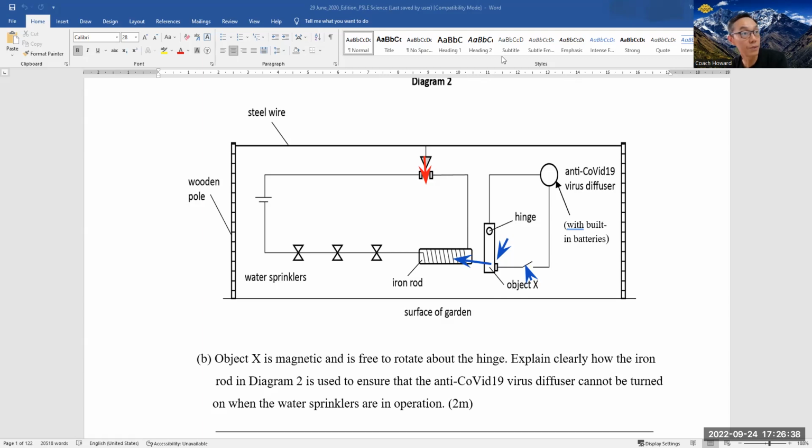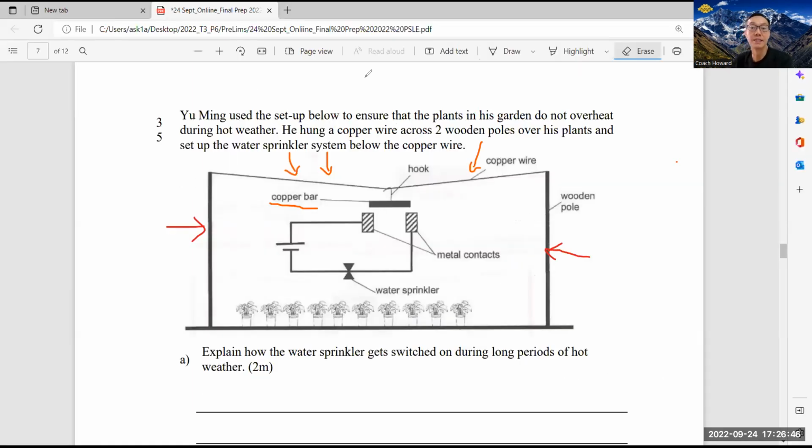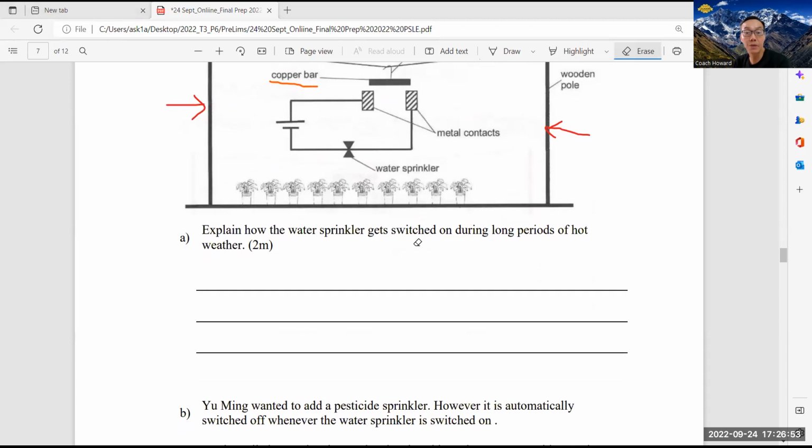Okay, so now I come back to the question in this school. Now they ask you this question. Okay, this question here. Explain how the water sprinkler gets switched on. So you can try to answer. During hot weather, the same thing. The hook copper wire gains heat and expands. So the copper bar will touch the metal contact. This will form the closed circuit.